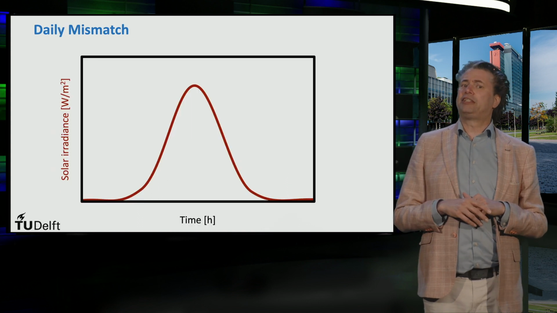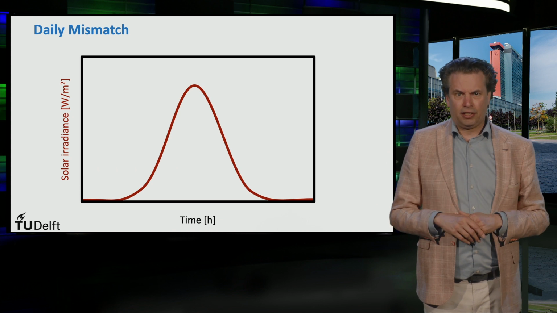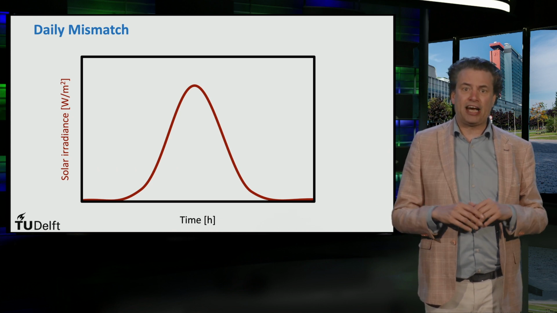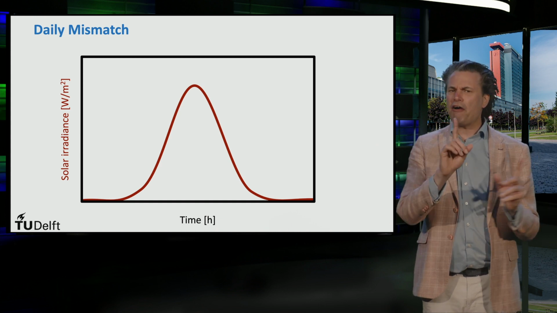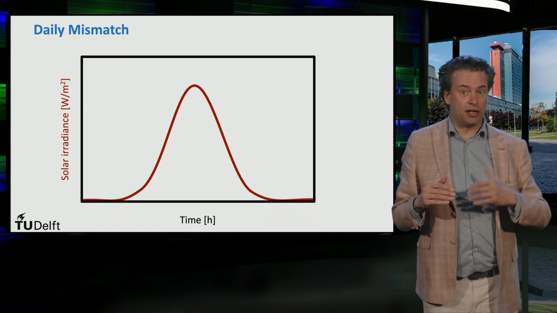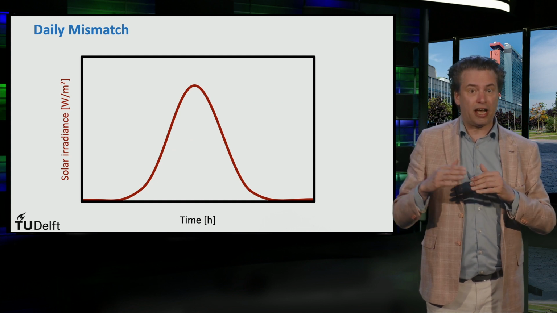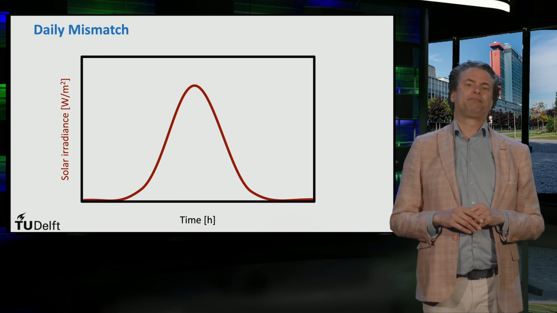Here we have a typical solar irradiance curve throughout the day. There's a peak around the middle of the day and no irradiance during the night time. However, do we turn on all our electricity when the sun comes up and turn everything off at night? No, things don't work like that.